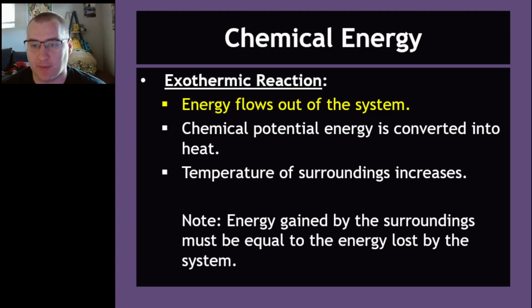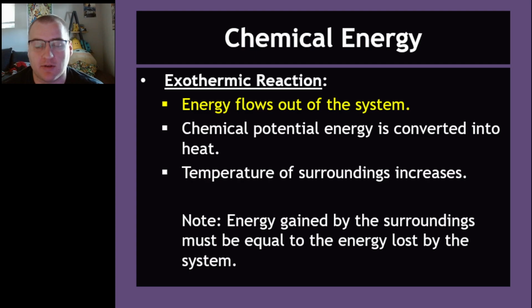An exothermic reaction is the opposite. Energy flows out of the system. When those things react, when the chemical potential energy, when those bonds react, the excess is converted into heat. This is a far more common type of chemical reaction, an exothermic one, one that produces heat.